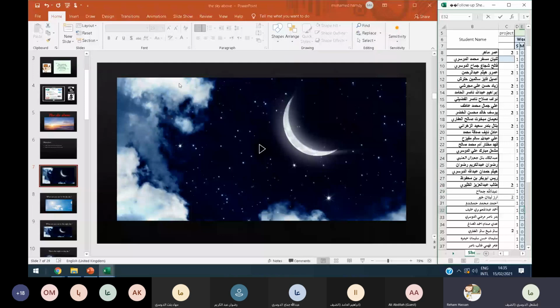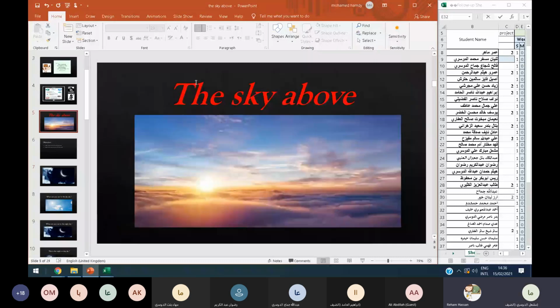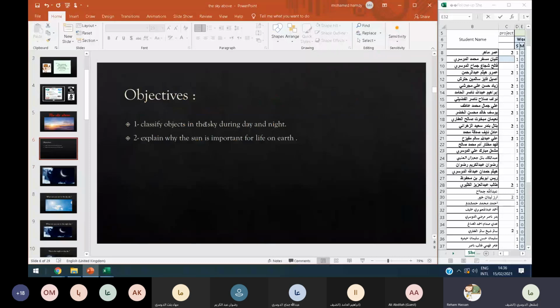It's clouds. Okay. So now, do you look at the sky or the earth? Sky. Yes, the sky. Amazing. Thanks a lot, Ahmed. So, honey, our lesson today is about the sky above. Our lesson title: the sky above. Inshallah, today we will learn how to classify the objects in the sky during the day and during the night.